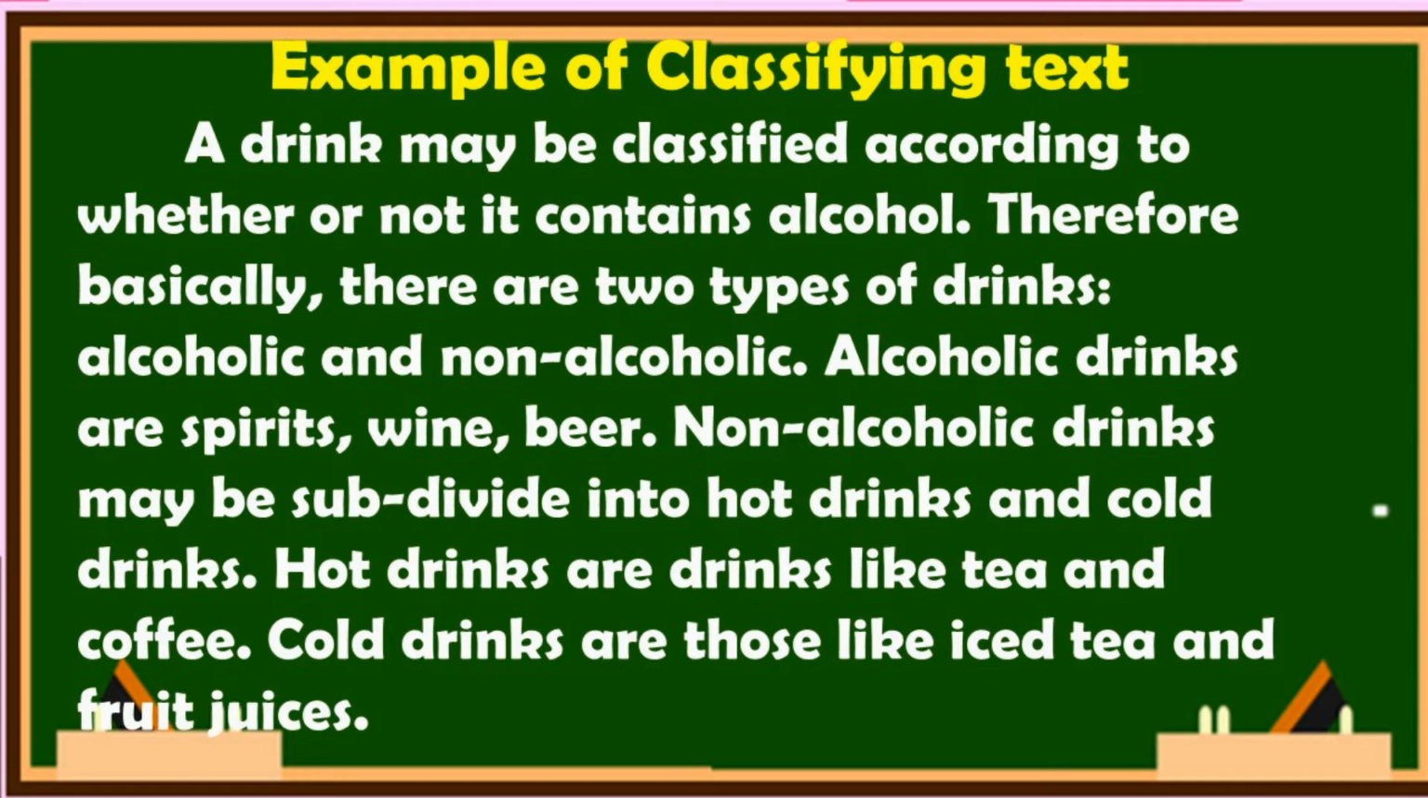Alcoholic drinks are spirits, wine, beer. Non-alcoholic drinks may be subdivided into hot drinks and cold drinks. Hot drinks are drinks like tea and coffee. Cold drinks are those like iced tea and fruit juices. This is a classifying text because it tells how drinks are being classified or grouped according to whether or not it contains alcohol or whether it is hot or a cold drink.